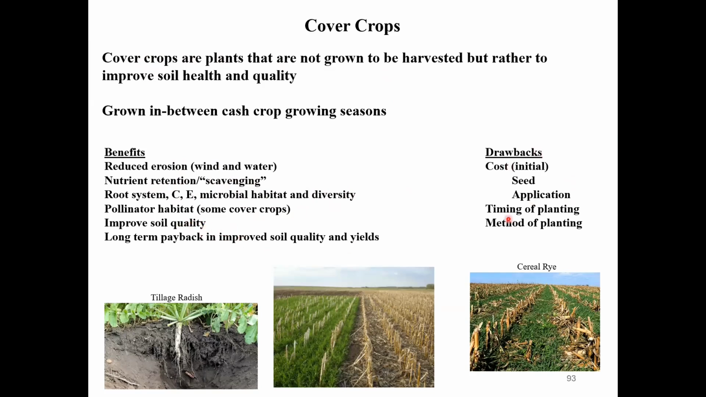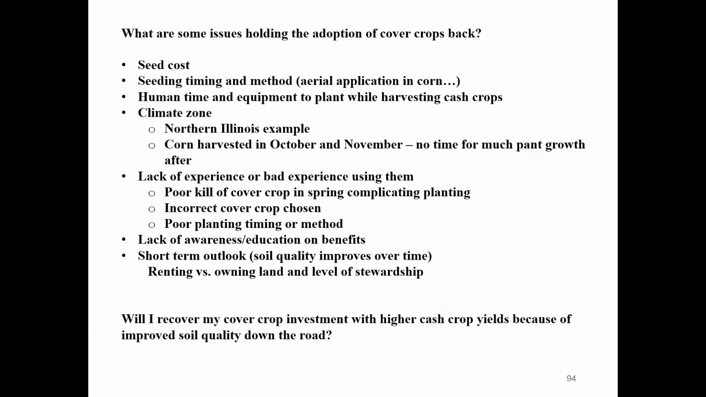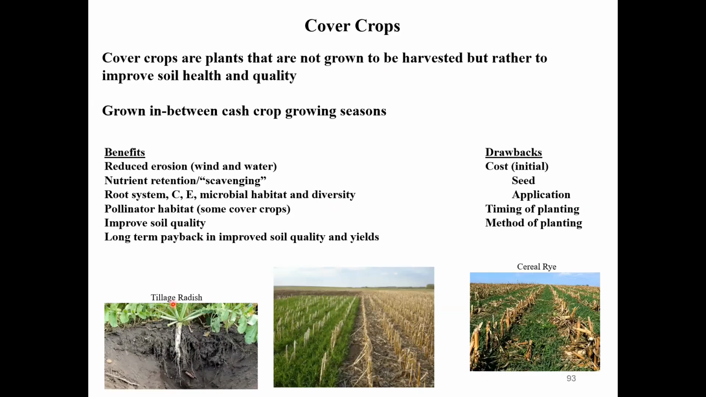There are some drawbacks to doing this, though: cost, learning how to do this, and the timing of doing it. I'll just mention tillage radish and cereal rye are two common ones used in our watershed. There are others that people are using, different plants for different climates and soil conditions.